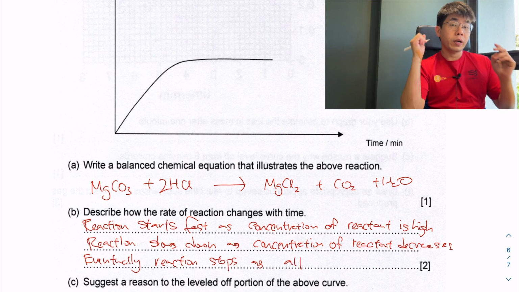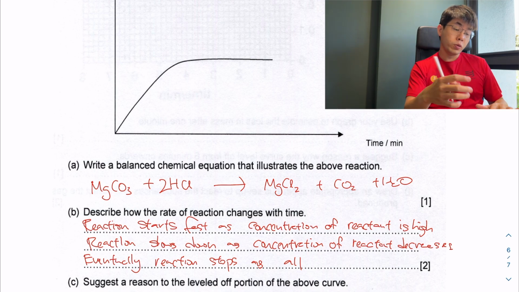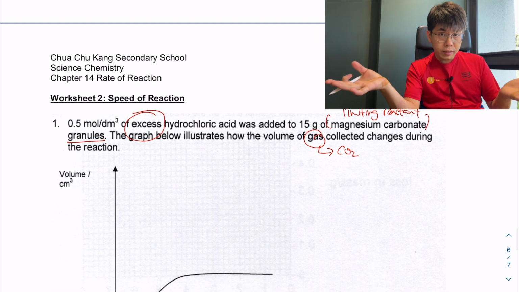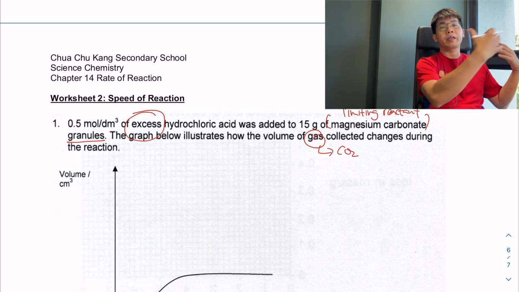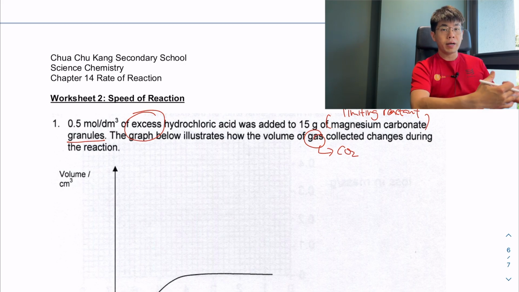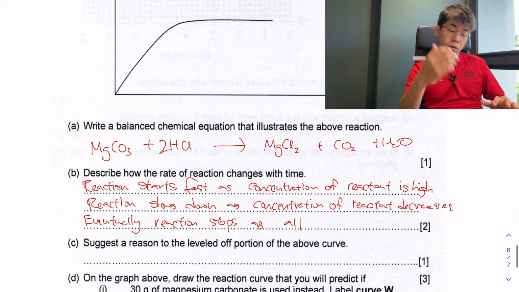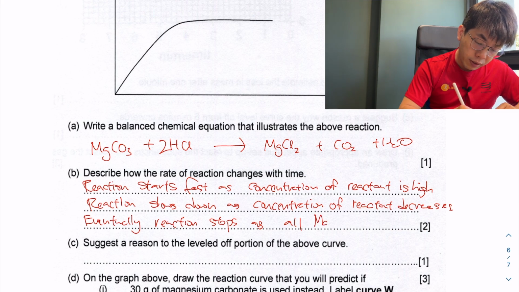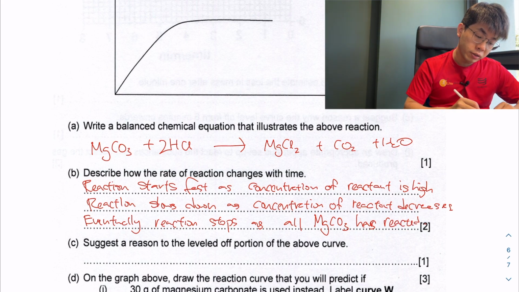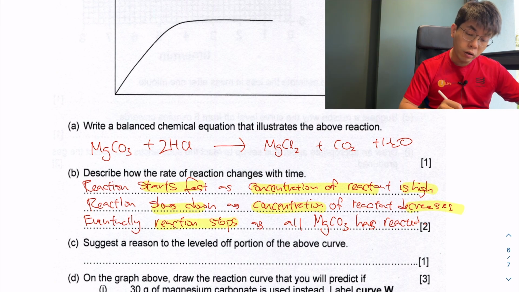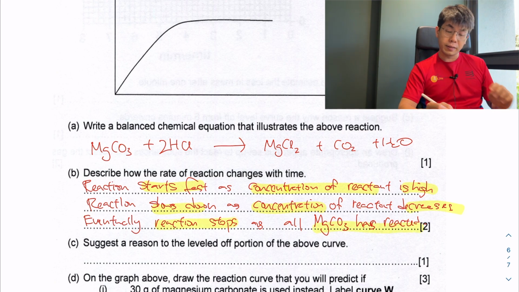Now we need to find out which is the reactant that's going to be used up. We have a lot of hydrochloric acid, and magnesium carbonate is limiting, which means at the end of the reaction, hydrochloric acid is left behind, and magnesium carbonate has all reacted, as all magnesium carbonate has reacted. So that's my 3 points. Let me remind you: it starts fast because concentration is high, slows down because concentration decreases, and then the reaction stops because all of the limiting reactant has reacted.